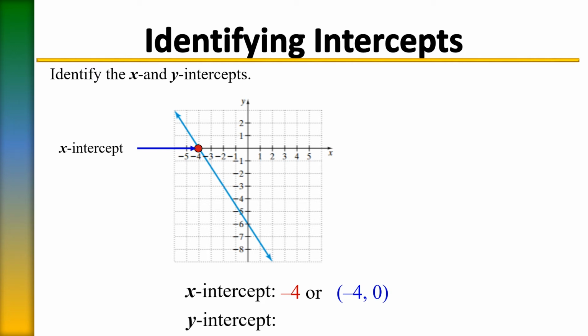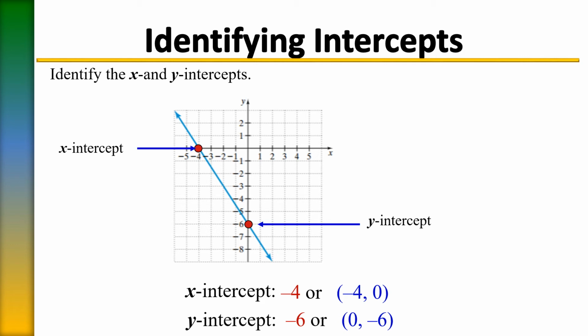How about the y-intercept? Can you see where it crosses or touches the y-axis? If you said down at -6, then you are correct. That is where it crosses the y-axis. You can say it crosses at -6, or you can give its specific location, and its specific location is 0, -6.